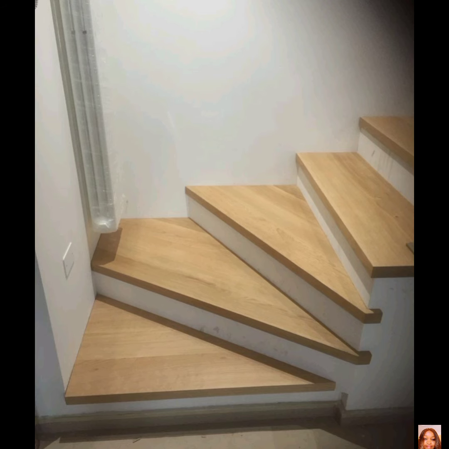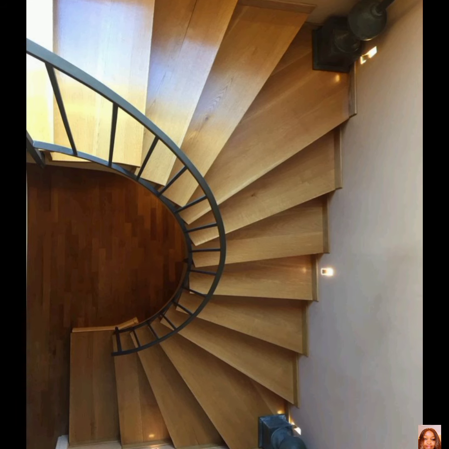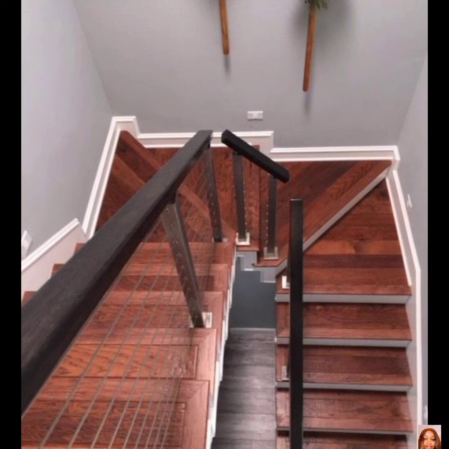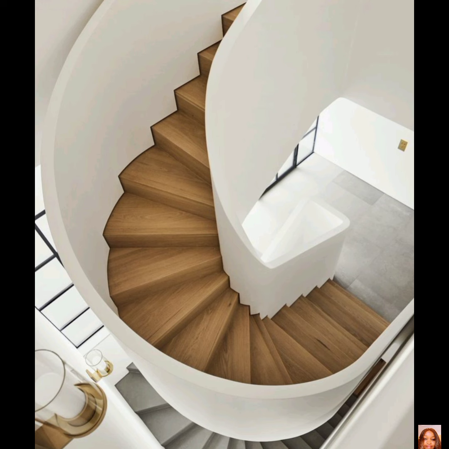The fourth is U-shaped stairs. The U-shaped staircase is similar to a half landing staircase made up of two parallel flights separated by a landing. It is the most popular design for office buildings, apartment buildings, and public facilities.